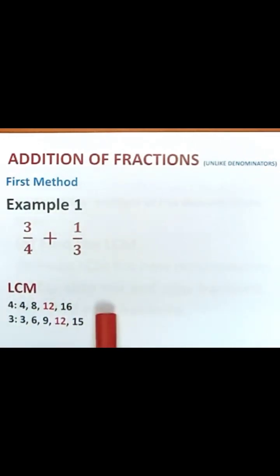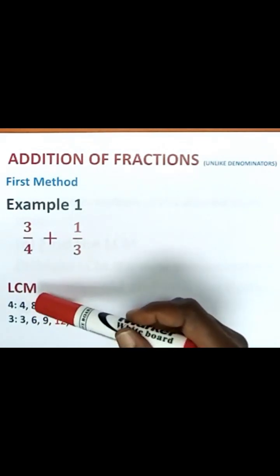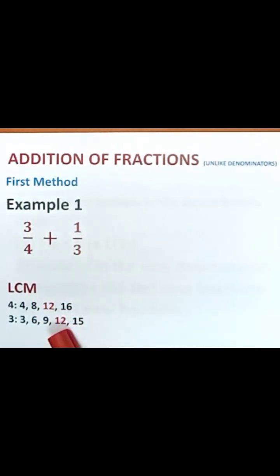Now compare the multiples of the two, the multiples of 4 and multiples of 3. Is there a common multiple? Yes, there is a common multiple. As you can see, here we have 12 and here we have 12. So 12 is their lowest common multiple. 12 is the lowest common multiple of 4 and 3. So that is why we highlighted this 12 in red. So you are going to take that 12.